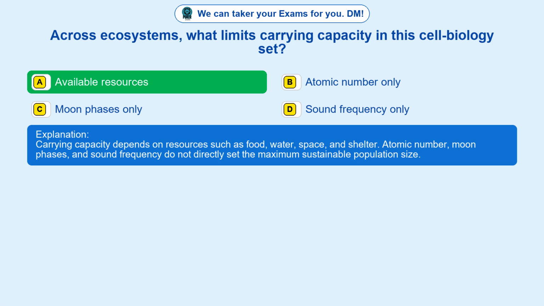Carrying capacity depends on resources such as food, water, space, and shelter. Atomic number, moon phases, and sound frequency do not directly set the maximum sustainable population size.